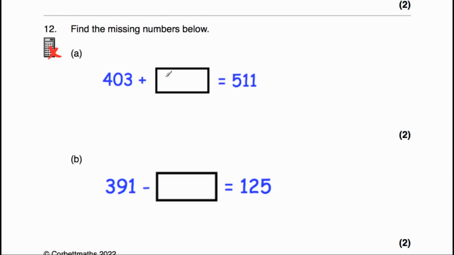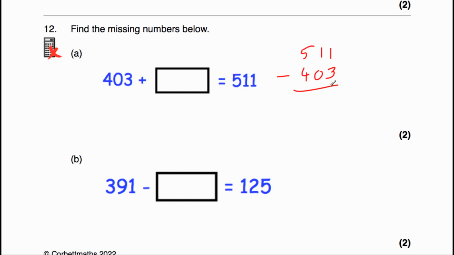So let's have a look at question number 12. So question number 12 asks us to find these missing numbers. So we've got 403 plus blank is equal to 511. So we know whenever we add these two numbers together, we get 511. So if we take our 511 and take away our 403, that would tell us what this number has to be. So what we would have to add to 403 to get to 511.